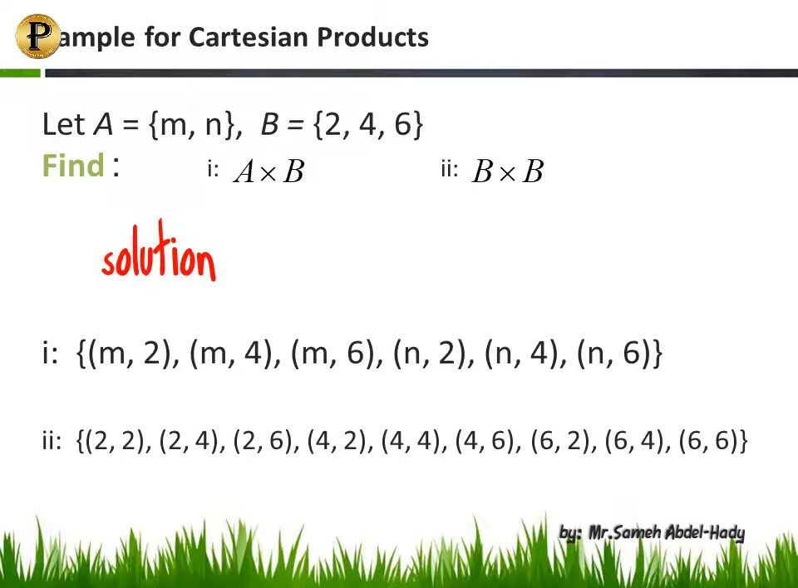So I will multiply each element in the set B with itself, with each element in the set B. So I have to write (2, 2), (2, 4) and (2, 6). Then start with 4 and use it with each element in the set: 4 with 2, 4 with 4 itself and 4 with 6. Then you start with 6 and use it with each one: 6 with 2, 6 with 4, 6 with itself.